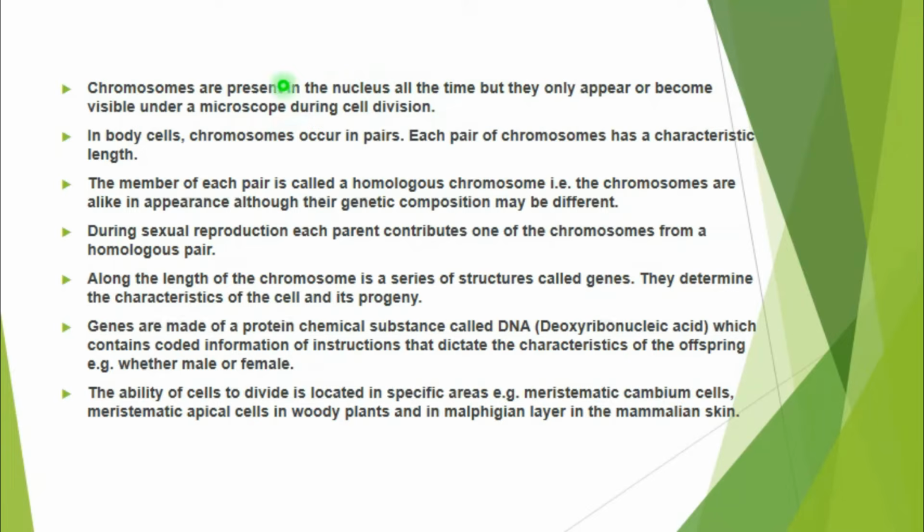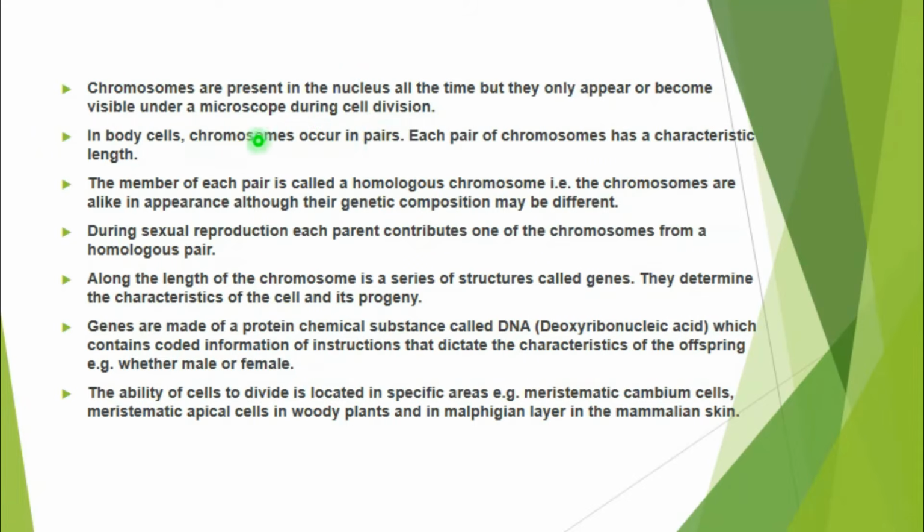So chromosomes are usually present in the nucleus all the time, but they become visible under a microscope during cell division. What does that mean? You cannot see chromosomes with your naked eyes. You require an electron microscope, that is during cell division.